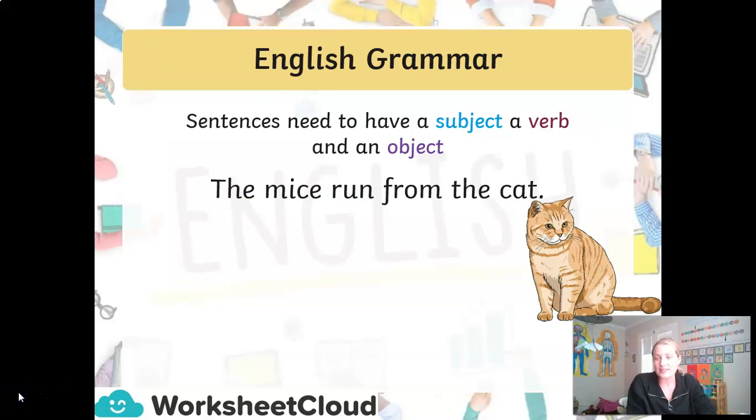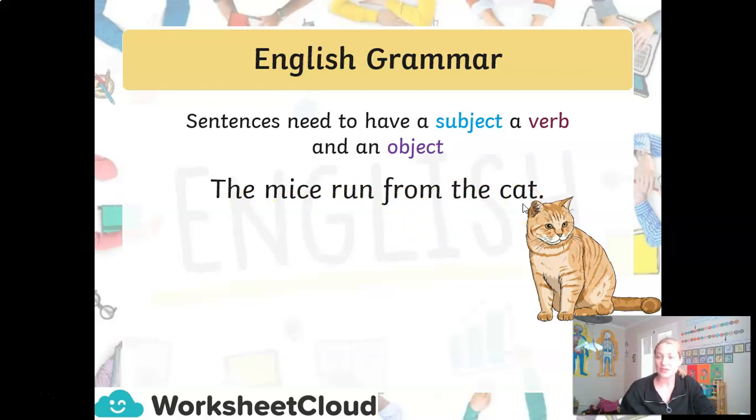Now, before we can start exploring what active and passive voice means, we first have to remind ourselves of what has to be in a sentence in order for it to be classified as a sentence. So in English language, we say that a sentence needs to have a subject, a verb, and an object. So here I've got a very simple sentence for you. The mice run from the cat.